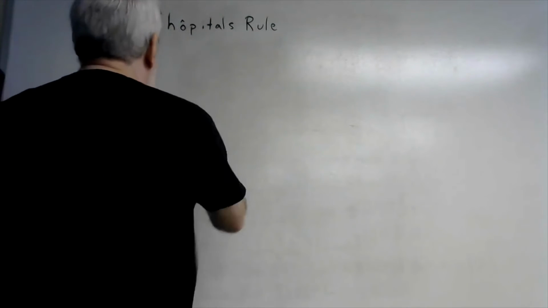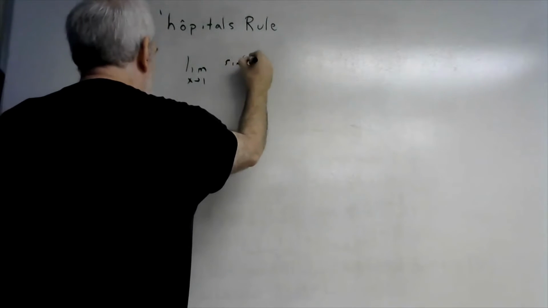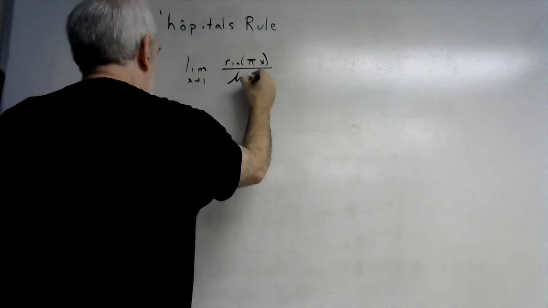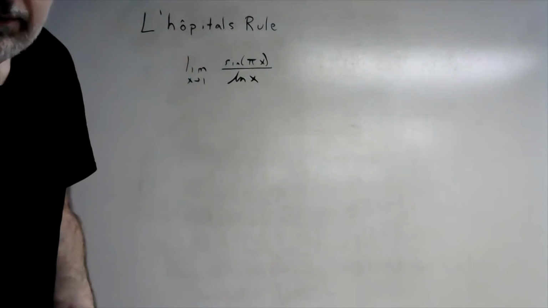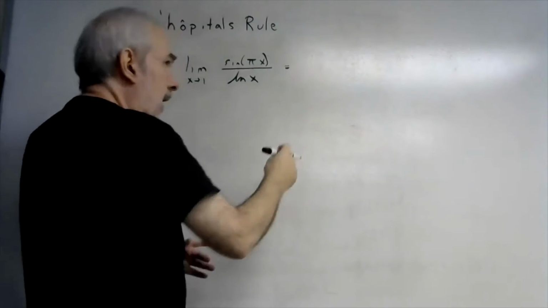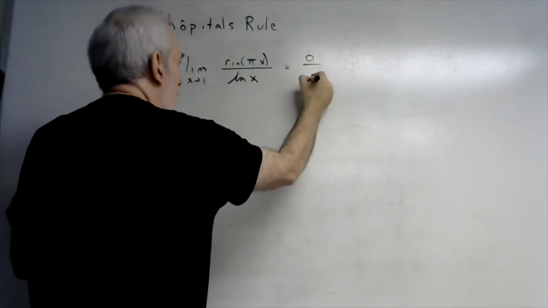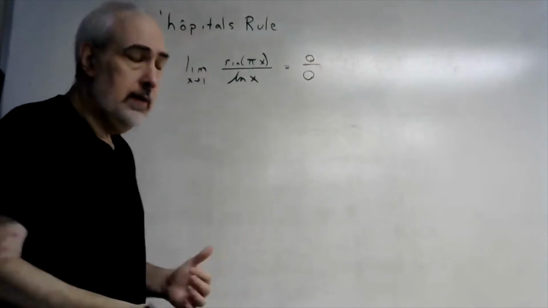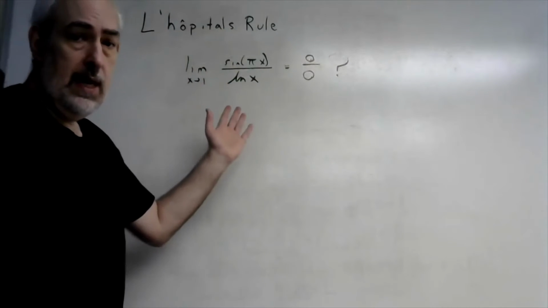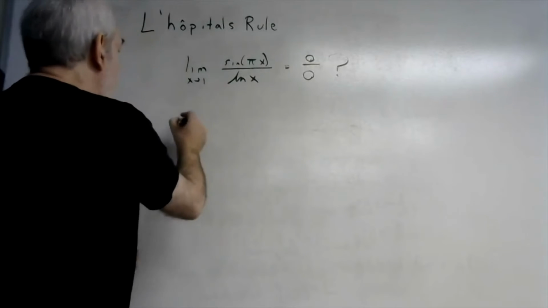Okay, let's say that we have the limit as x approaches 1 of sine of pi x over ln x. Okay, try plugging in 1. Plugging in 1 to the top gives you sine of pi. Sine of pi is 0, and ln of 1 is also 0. So we once again have 0 over 0, which means we don't know what the answer is yet. We can't use any simplification or canceling, but we can use L'Hôpital's rule.